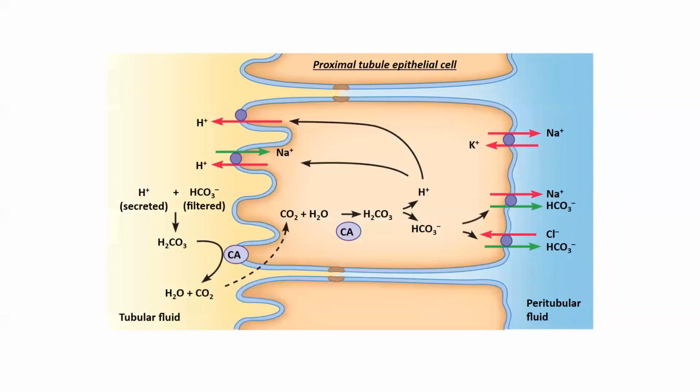Hydrogen will be greater in the tubular fluid than inside the cell, that's correct. So we have to actively pump it out because there's not a gradient there. Any other questions here? All right, so I'll go over this one more time.